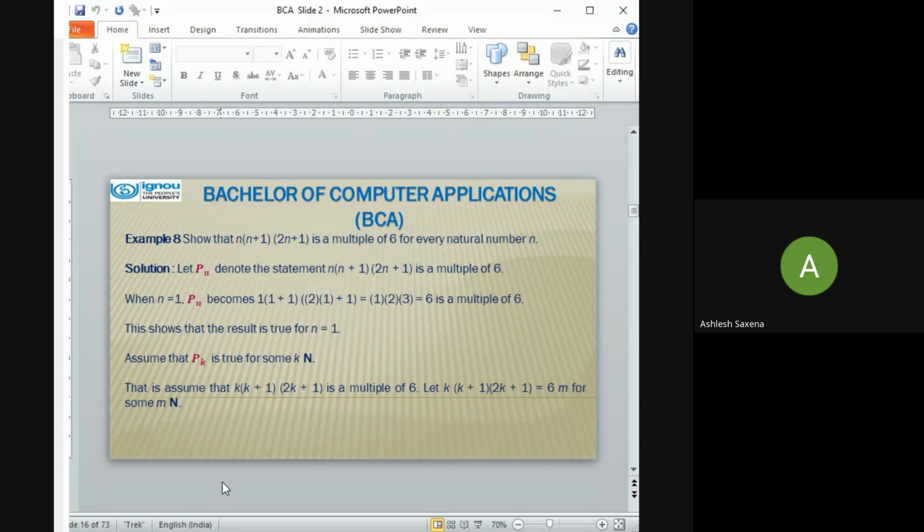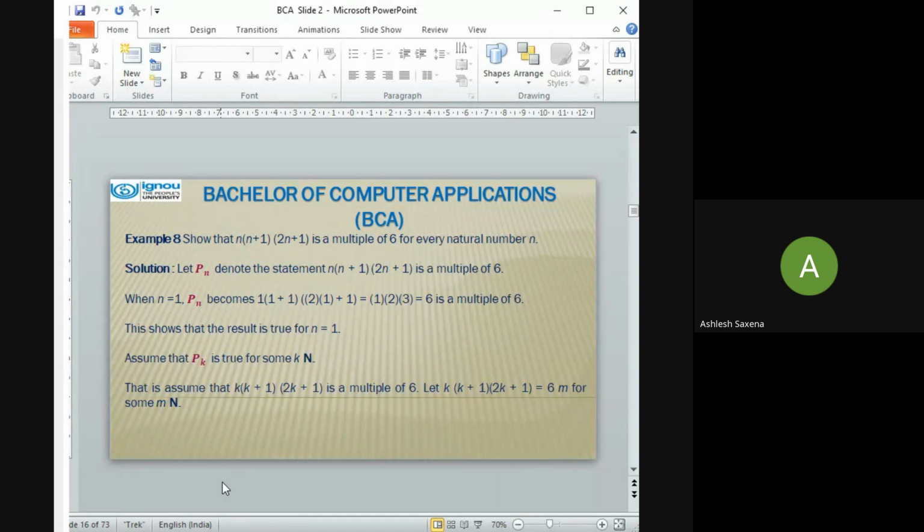Now, another type of problem. Show that n into n plus 1 into 2n plus 1 is a multiple of 6 for every natural number n. Okay, we are not going to change anything. We will start with n is equal to 1. On the left hand side, replace n by 1. 1 into 2 plus 1, that is 3. 2 into 3 is 6. 6 into 1 is 6. So 6 is a multiple of 6.